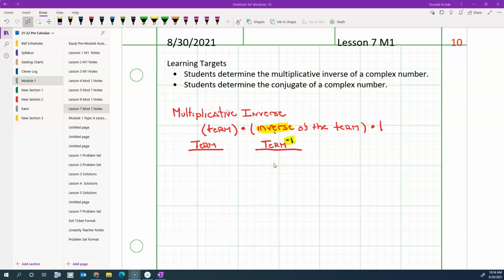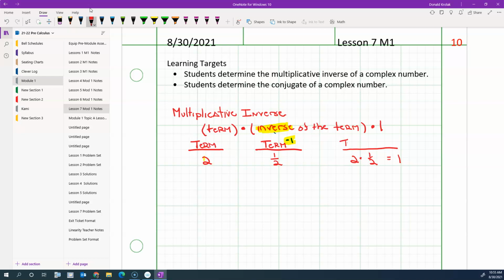Okay, so start with a simple number like 2. Now what's its inverse? What would you multiply 2 by so that you get 1? 0.5 or a half. 2 times a half is 1.